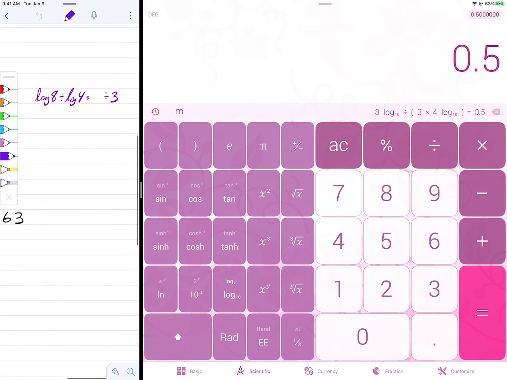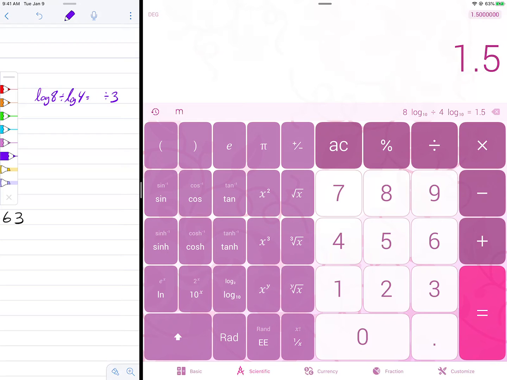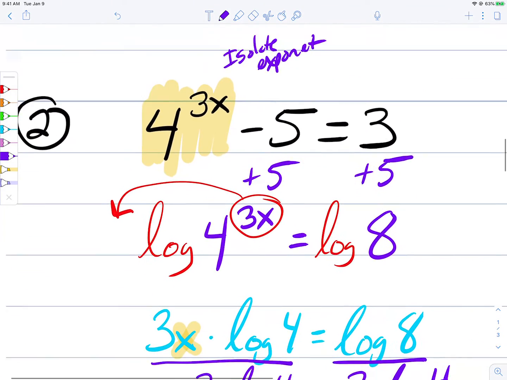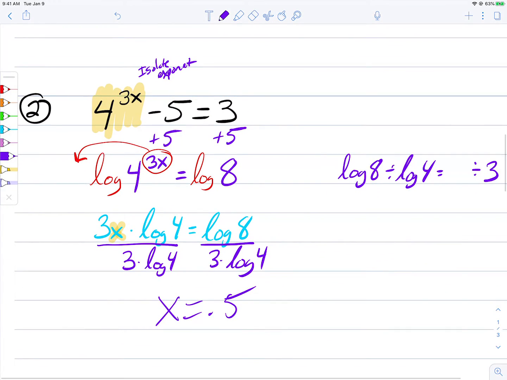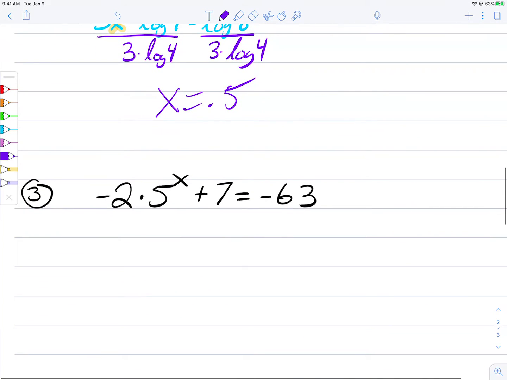If I had done the log of 8 divided by the log of 4, hit equals, and divided that by 3, I would still get 0.5. So either way, I get 0.5. If I had changed those to be common bases, I'd also get half, 1/2.